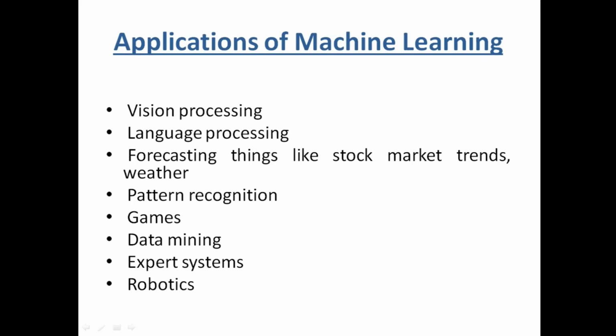The applications of machine learning are increasing day by day. There are numerous applications: vision processing, language processing, forecasting things like the stock market, pattern recognition, games obviously, and the most important part, data mining. Language processing means that Google Translator also uses machine learning, and sometimes games and pattern recognition use machine learning. I think you all know.